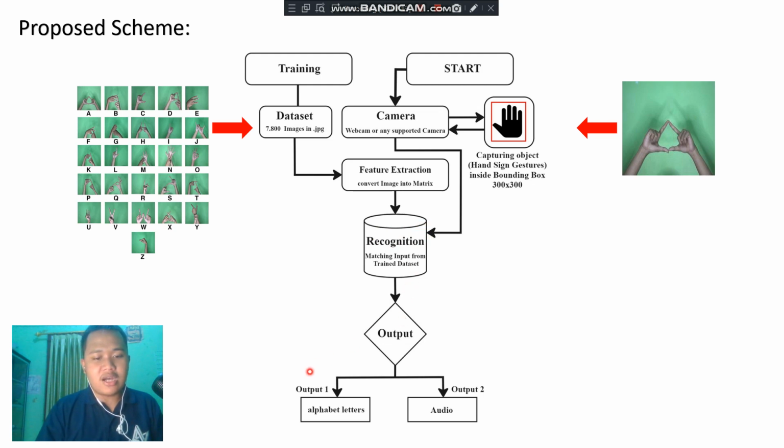The first one is the alphabet letter that appears on the screen, and the second is the audio that we can hear from the speaker. In here, there are two steps: training and running the program. The first thing is training, and the second is using the program. If all of this works properly, we will get a good result in here.